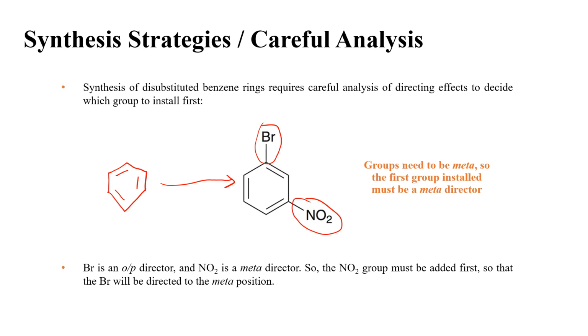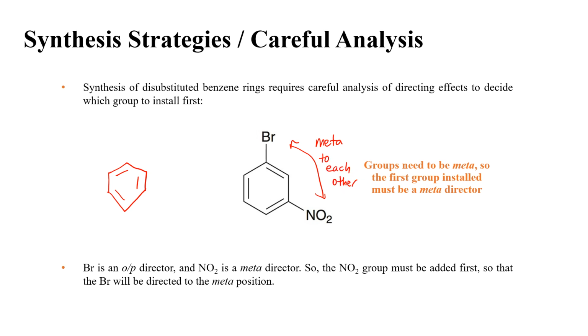Because you can't just add the reagents in whatever order you want, right? Because what if one reagent you use is going to add one group, and then that group is going to direct where the other group goes, right? You need to take that into consideration. You need to be very careful. Right now, you can see that these two groups are meta to each other, right? So they need to be meta to each other.